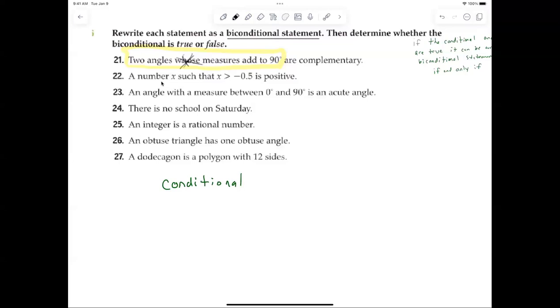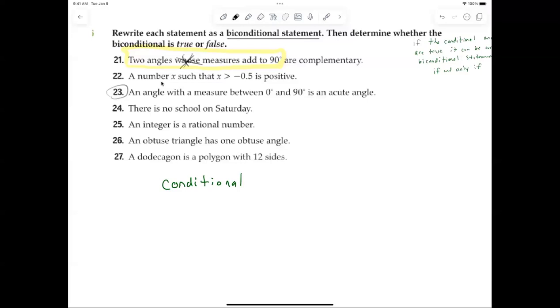All right, so let's go ahead and try 23. I want to write the conditional, then the converse, and then the biconditional. If the conditional is true and the converse is true, then the biconditional is automatically true. I need someone to take a stab at number 23.